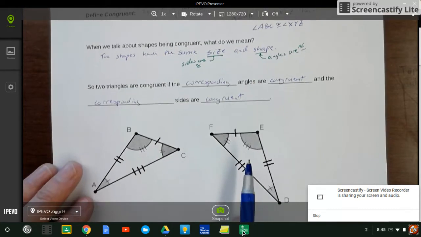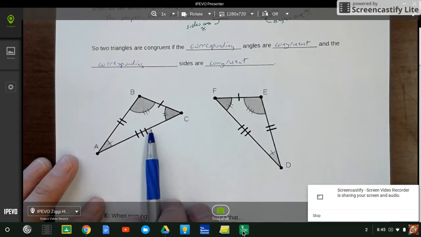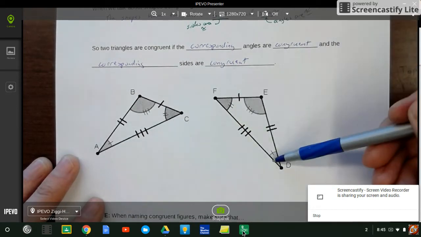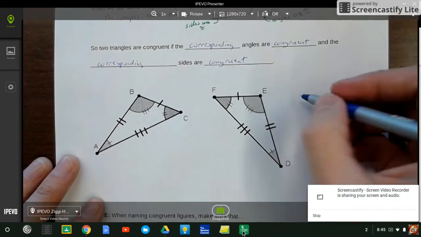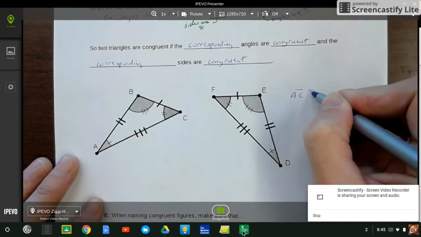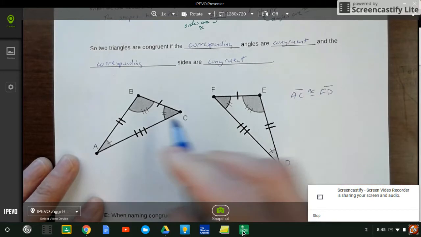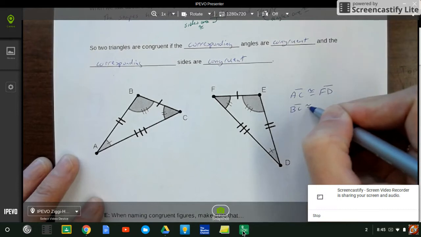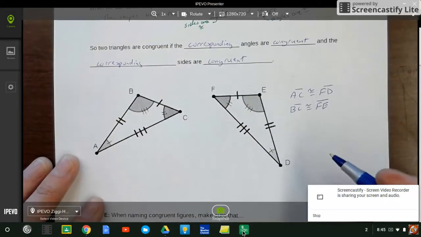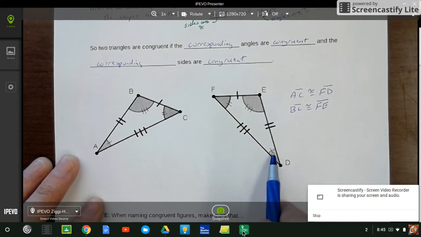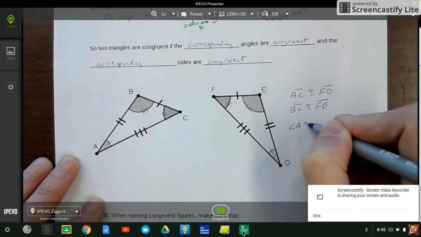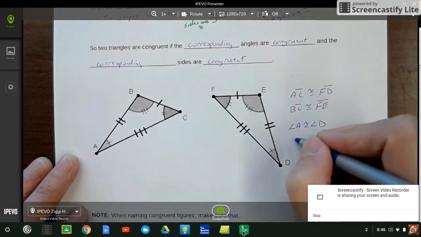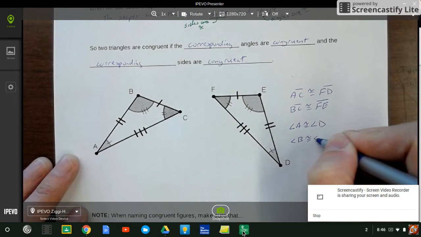So moving back, when we look at this, these are two congruent triangles. Corresponding sides, AC is congruent to FD. That's what we mean by corresponding sides. So I can see that AC is congruent to FD. I can see that BC is congruent to FE. Okay, with the angles, I can do the same thing. Angle A corresponds to angle D. So angle A is congruent to angle D. So forth and so on. Angle B is congruent to angle E. There are angles that correspond to each other, that match up.